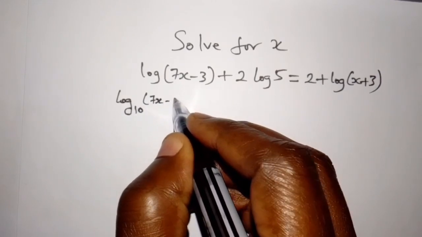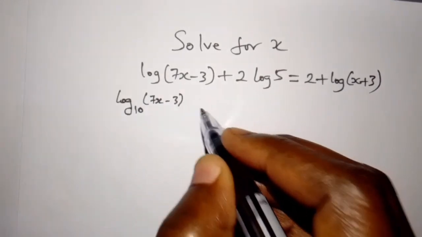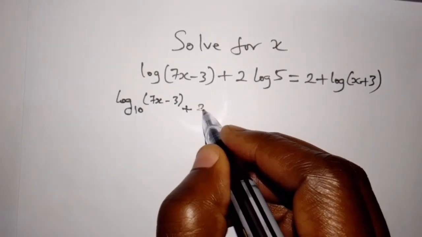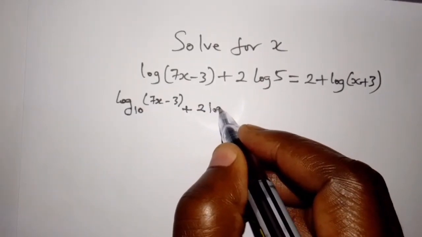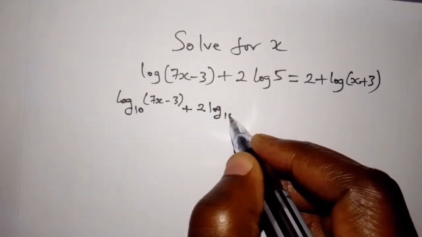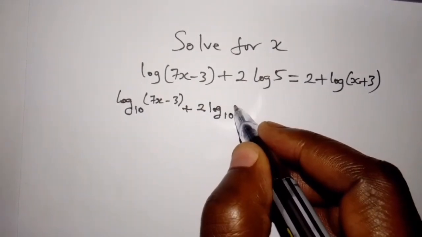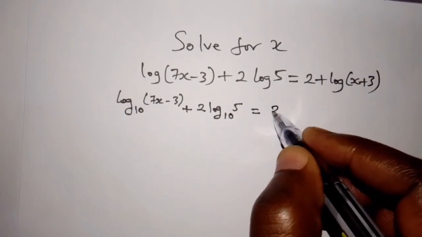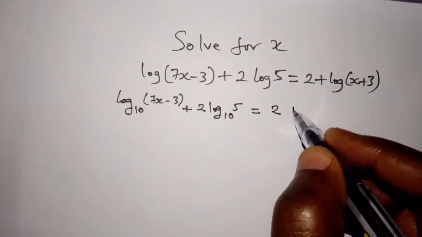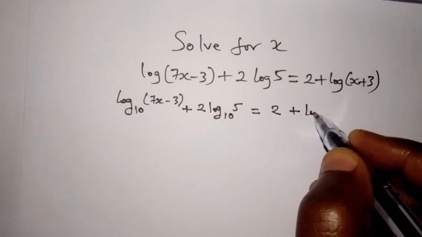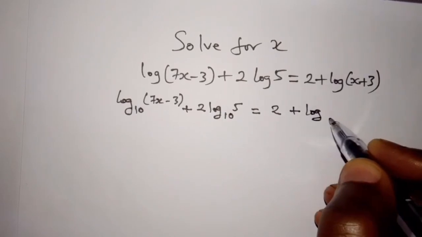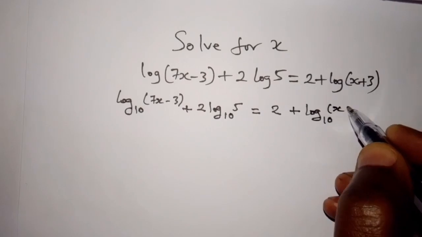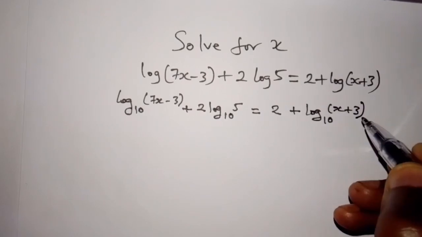of 7x − 3 plus 2 log base 10 of 5 is equal to 2 plus log base 10 of x + 3.